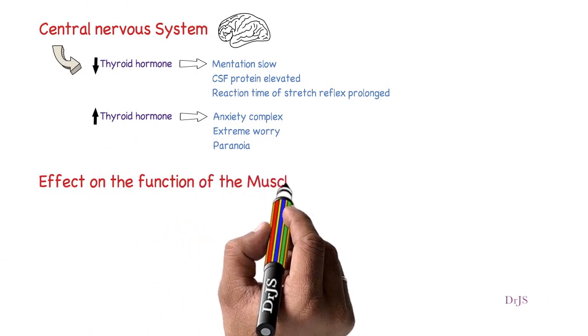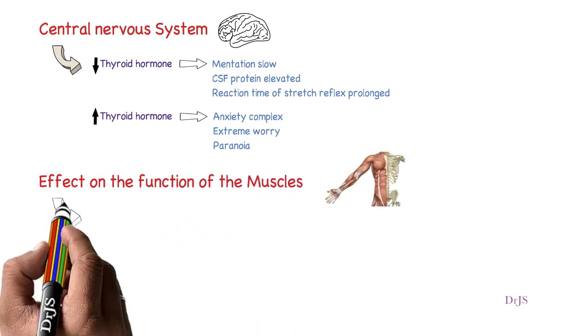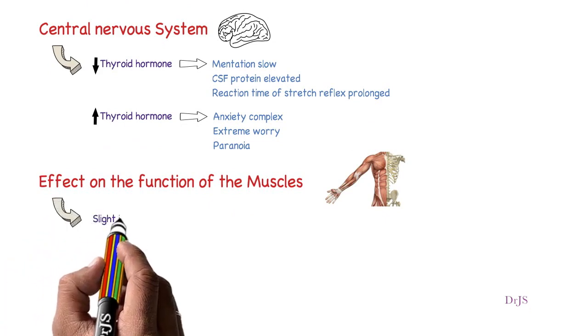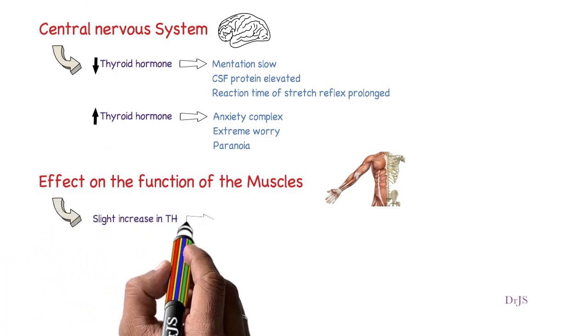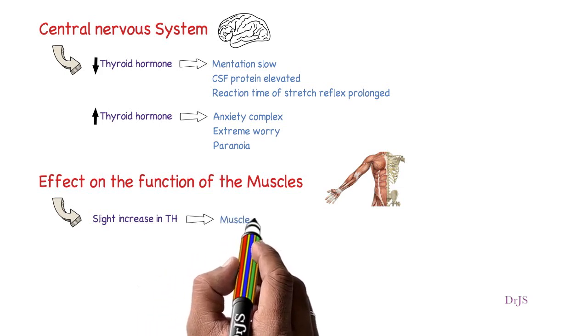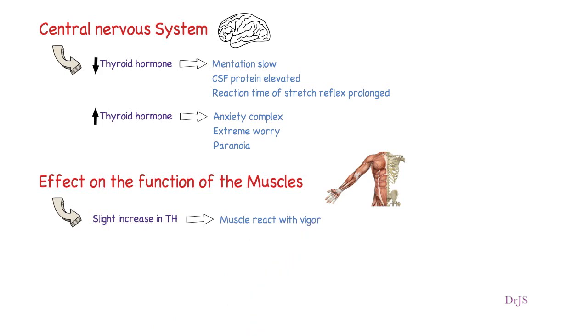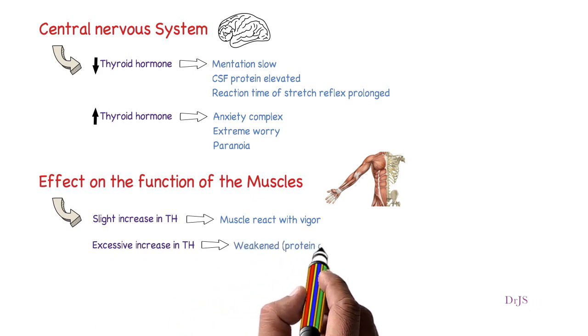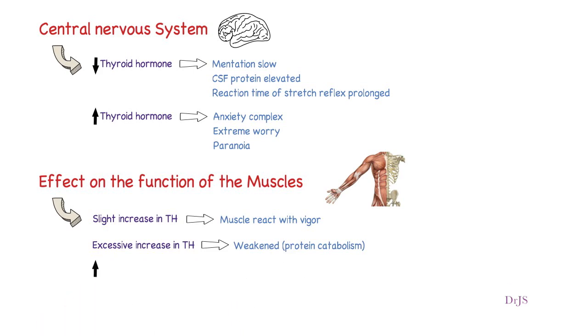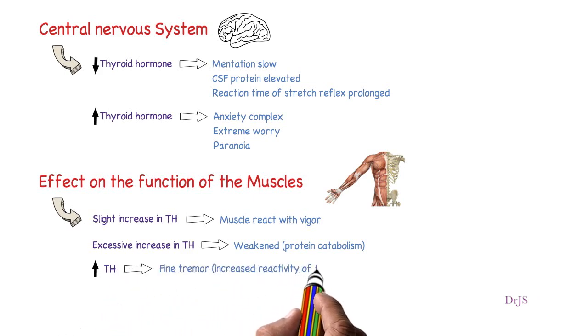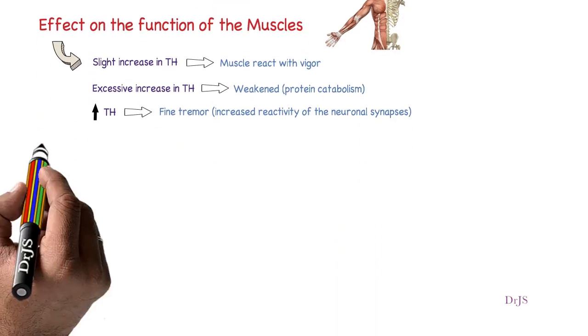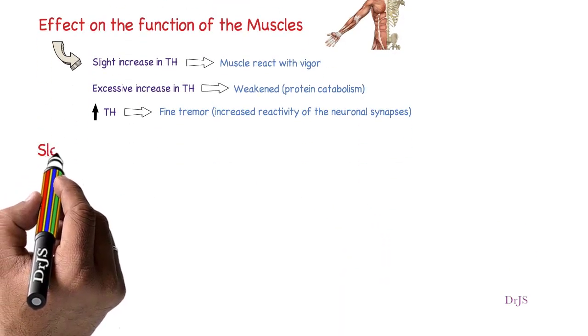Effect on the function of the muscles. A slight increase in thyroid hormone usually makes the muscles react with vigor, but when the quantity of hormone becomes excessive, the muscles become weakened because of excess protein catabolism. One of the most characteristic signs of hyperthyroidism is a fine muscle tremor. This tremor is believed to be caused by increased reactivity of the neural synapses in the areas of the spinal cord that control muscle tone.